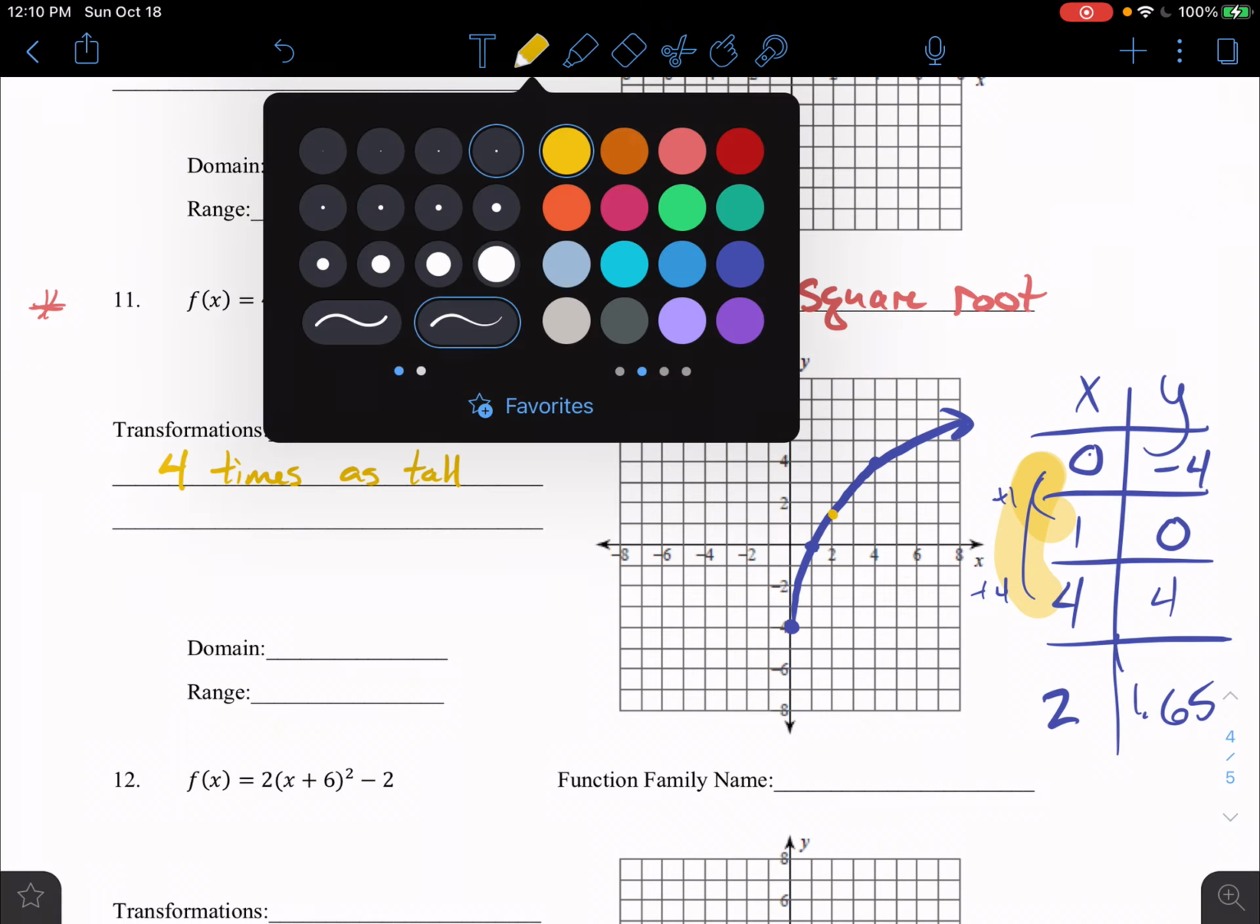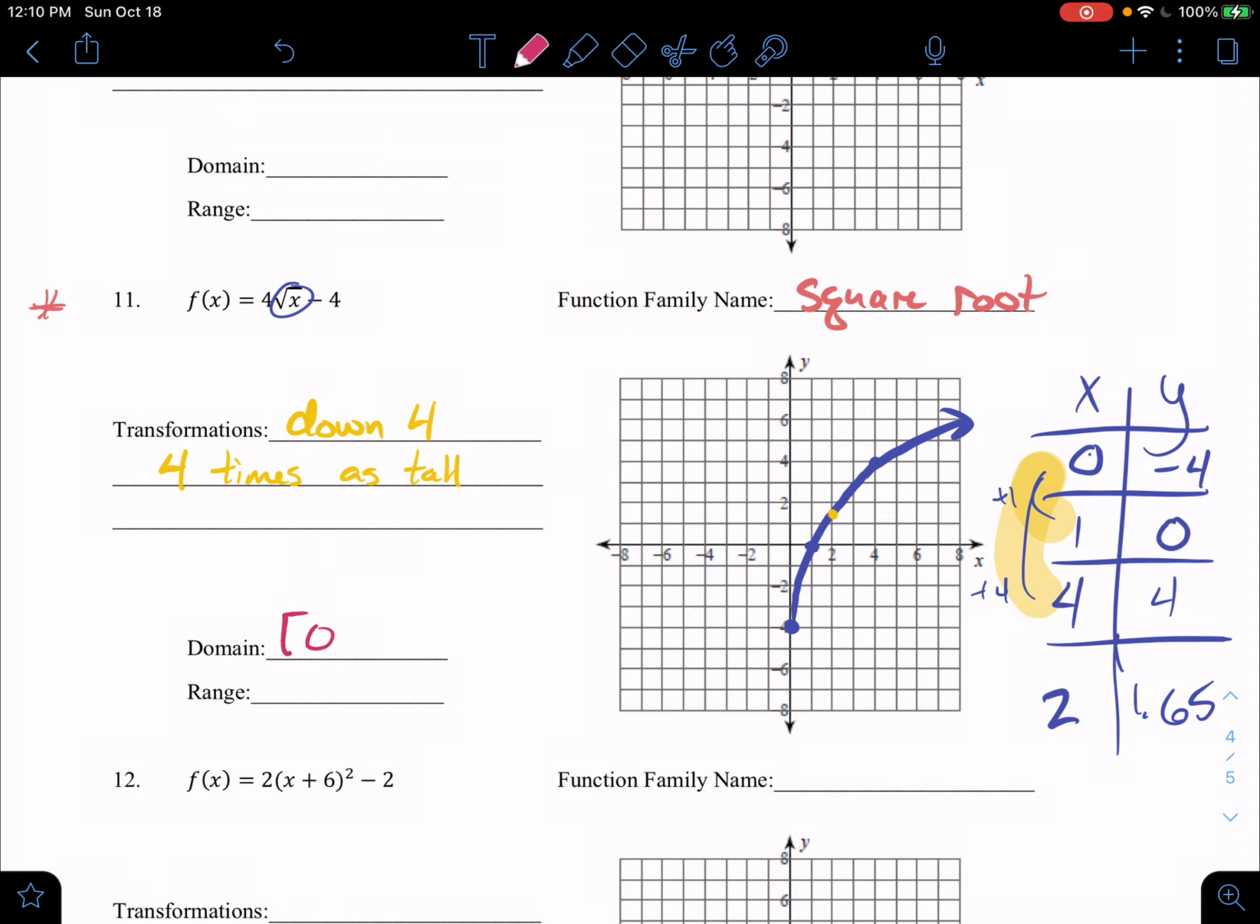Now for your domain, once you see the graph, you can see that you go from 0 to positive infinity, and then that you go from negative 4 to positive infinity for your range.